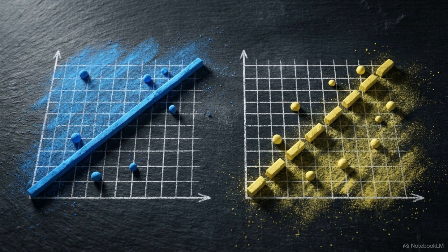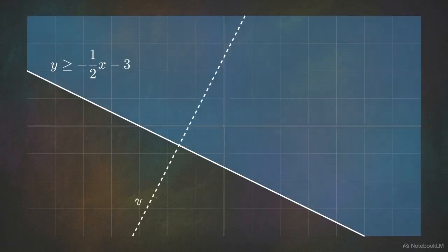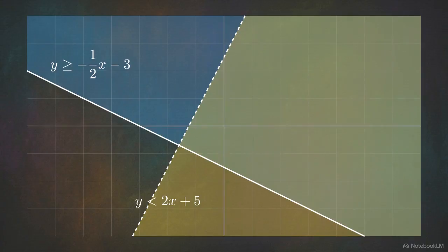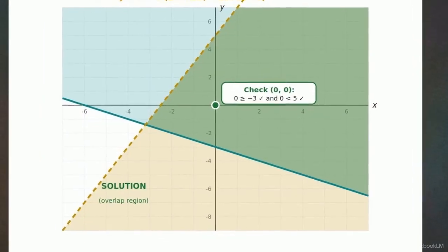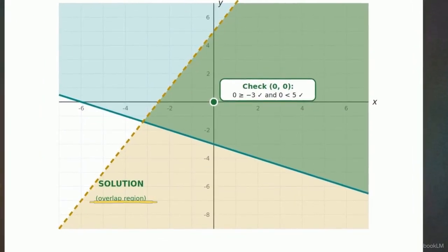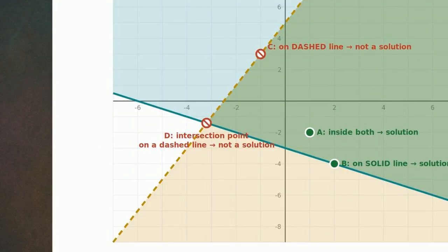Real-world scenarios often involve multiple intersecting conditions. To solve them, we use a system of inequalities, graphing multiple constraints on a single plane to see where they agree. This graph displays two different inequalities at once. The first creates the green shaded area, and the second creates the yellow. The final solution is exclusively the overlap region, where the infinite possibilities satisfy both mathematical conditions at the same time.